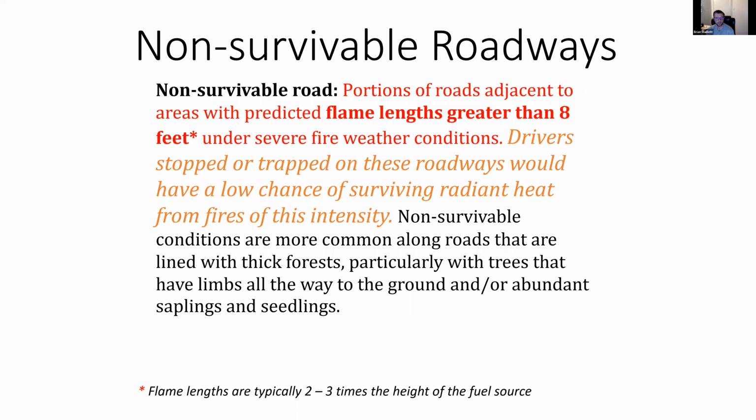The next part of the definition: drivers stopped or trapped on these roadways would have a low chance of surviving radiant heat from fires of this intensity. Dory talked a bit about radiant heat and what that means. And that goes back to my point of planning for the worst case scenario. The Marshall Fire is a good example of people getting the evacuation notice for the most part, but the evacuation routes were known. The sheriff did a good job of just getting everybody out. There were no issues. There were other scenarios. Dory, will you go to the next slide, please?